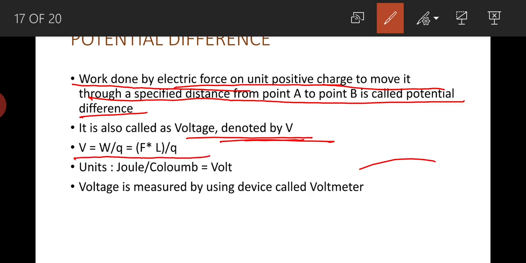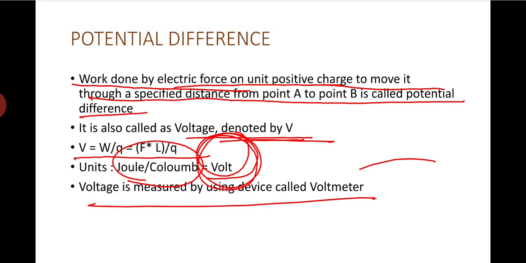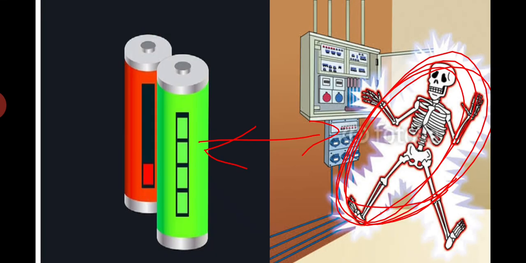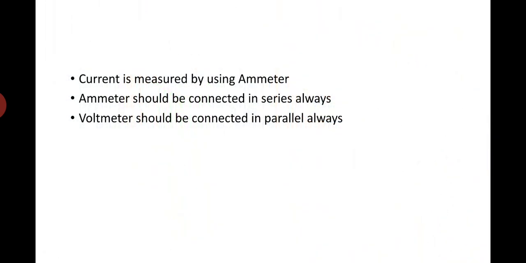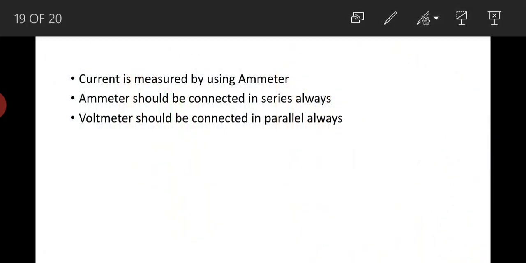Work done is force into distance. Its units: the unit of work done is joule and the unit of charge is coulomb. Joule per coulomb is called volt, 1 volt. Voltage is measured by using a device called a voltmeter, whereas current is measured by using a device called an ammeter.